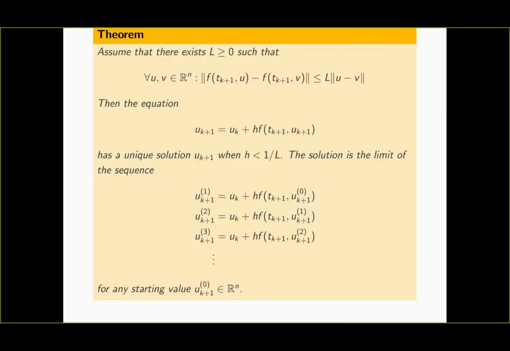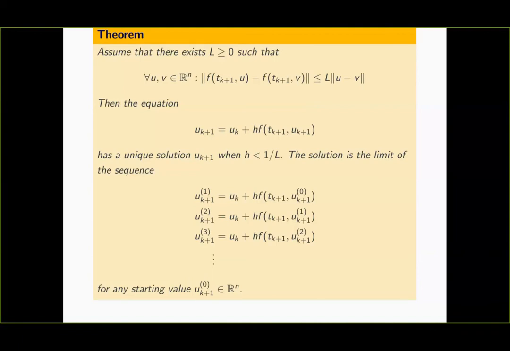Now let's assume that the function f satisfies our usual continuity condition, namely that there exists L non-negative such that for all u and v in R^n, the Euclidean distance of f at t_{k+1} u and f at t_{k+1} v is bounded from above by L times the Euclidean distance of u and v. Under those assumptions, the equation u_{k+1} equals u_k plus h times f of t_{k+1}, u_{k+1} has a unique solution, u_{k+1}, whenever h is strictly less than 1 over L.